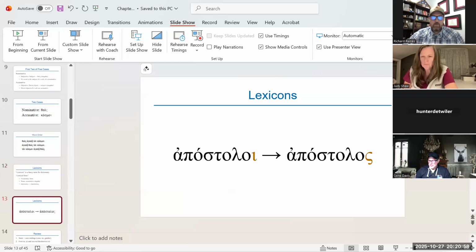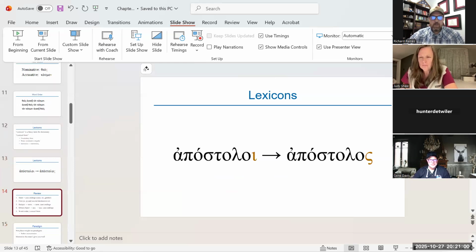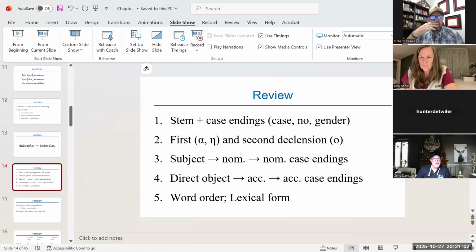Here it is again, apostoloi. The lexical form is apostolos. So just to review, and I just blew through that because that is not the most important thing that you're going to learn tonight. It's just background information. But we talked about stems, right? The stem of the word. We talked about what a case ending is. We identified the first and the second declension, even though those terms aren't that important.